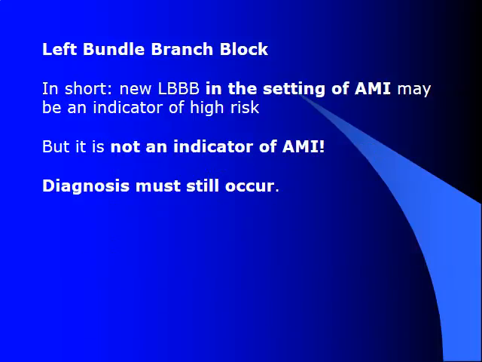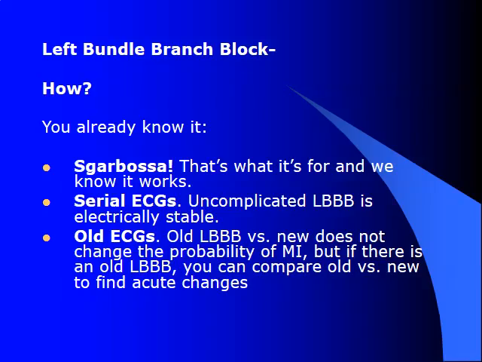So, in short, a new left bundle branch block in the setting of MI may be a very high risk indicator, but it is not an indicator of MI. A diagnosis must still occur. And how are we going to do that? We've already discussed it using Sgarbossa's criteria. That's what it's for, and we know it's worked. There's empirical evidence to support the findings of Sgarbossa's criteria in left bundle branch block.